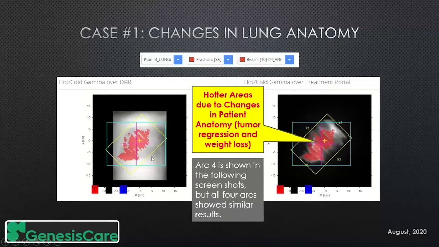It also shows images of what your pixels look like in the Gamma analysis. If the pixels show up as red, that means they're the hot areas, and the blue is the cold areas. In this particular case, for this particular beam on fraction 35, this is arc 4, all we see is red, meaning that the patient is getting more dose than predicted. That is possibly due to the tumor regression and weight loss for this patient. Definitely a change in anatomy that needs to be taken into consideration.